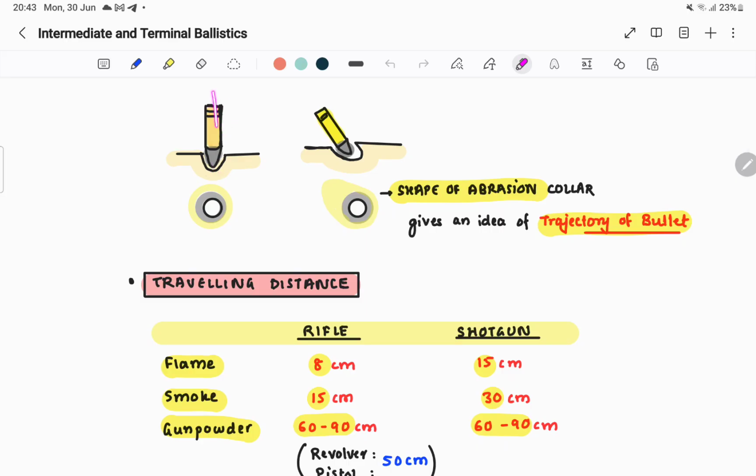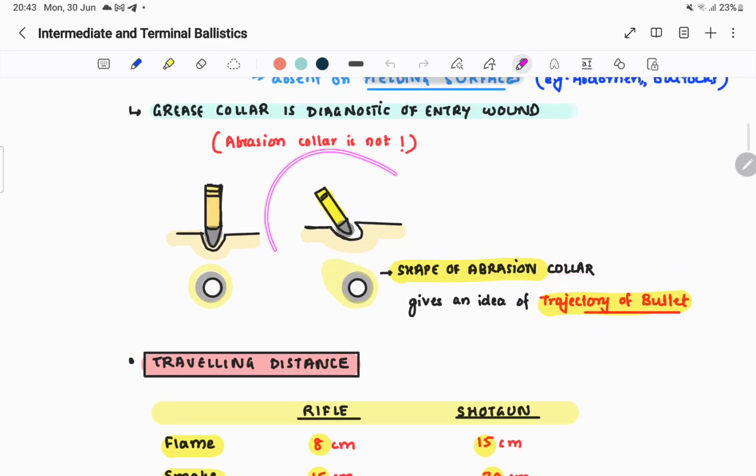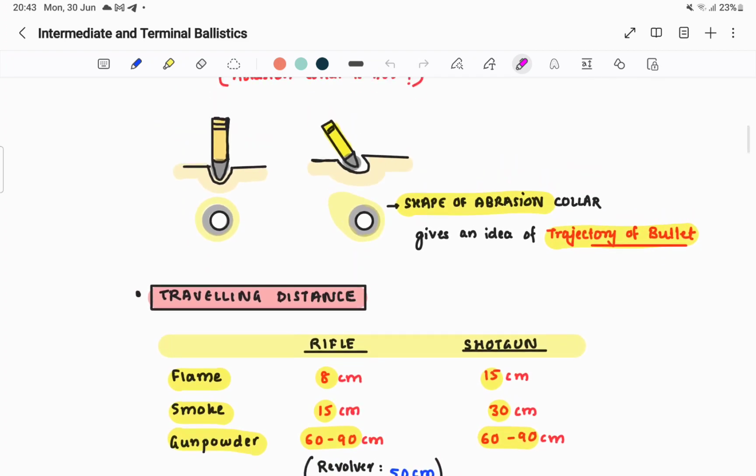Look at this. A bullet penetrates perpendicular: there is grease and abrasion concentrically. A bullet penetrates tangentially: this is the direction of the abrasion collar. So the shape of the abrasion collar can give an idea of the trajectory of the bullet. Forensic experts use this knowledge to determine, by looking at the wound, which angle the shot was fired from.